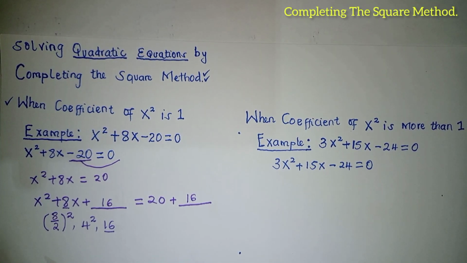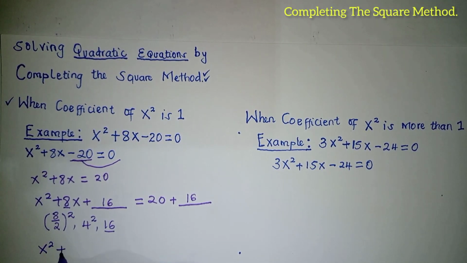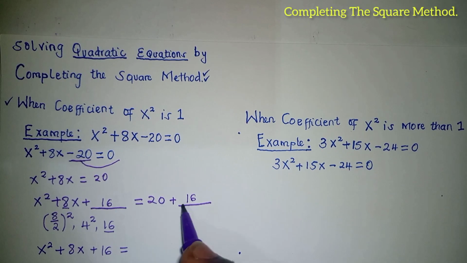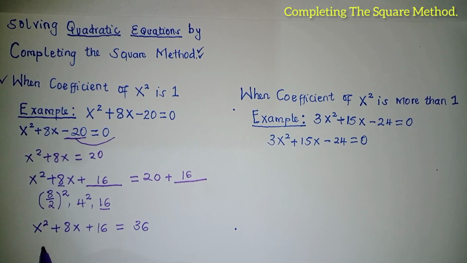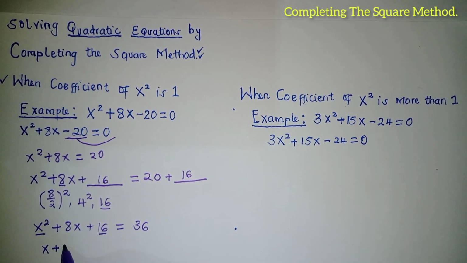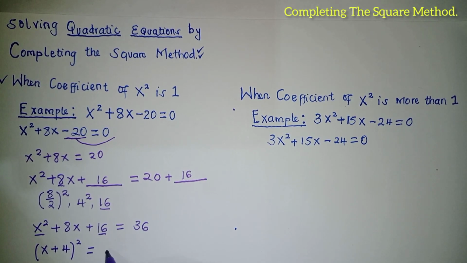So our equation now becomes x squared plus 8x plus 16 is equal to 20 plus 16, which is 36. From there you write the perfect square of this equation. So the square root of x squared is x, and the square root of 16 is 4. Then you carry the sign in front of this number. So you have x plus 4, enclosed in brackets and squared, is equal to 36.